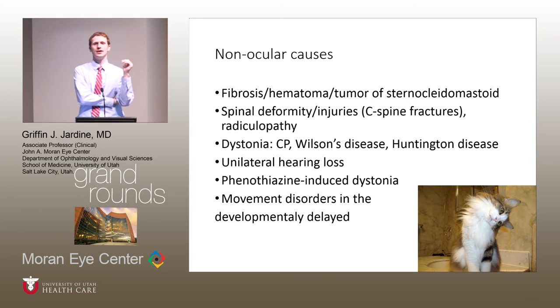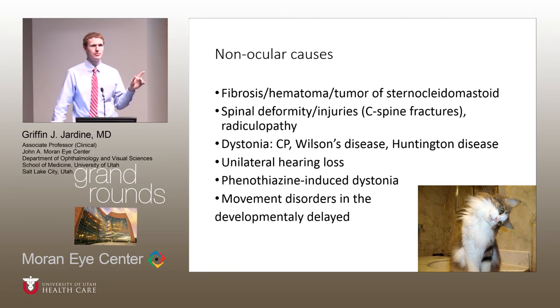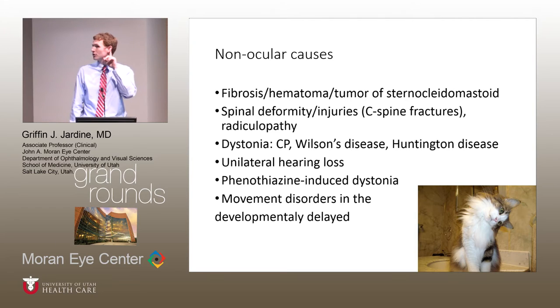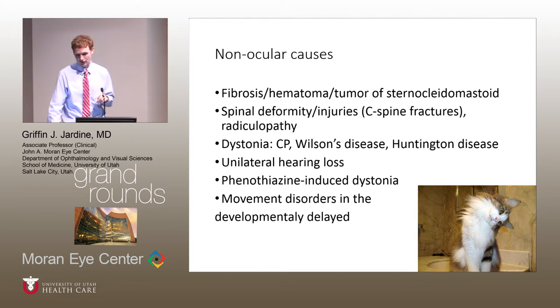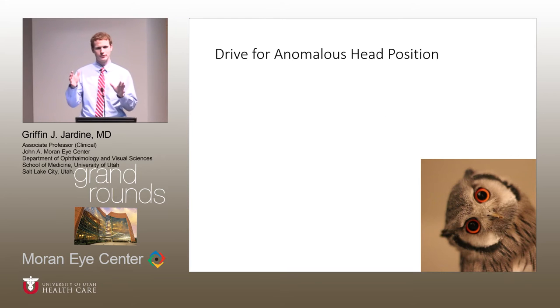So non-ocular causes, we do see a lot of pathology of the sternocleidomastoid muscle driving toward torticollis. Spinal deformity, injury, C-spine fractures, so you get some acquired causes of torticollis or anomalous head positions. Dystonias, unilateral hearing loss, they'll turn their good ear towards you, and that could easily be mistaken for an ocular-driven head turn. Medications like phenothiazine can induce a dystonia, movement disorders. So there's a large differential, but ophthalmologic causes are a common cause of these. So most patients deserve an evaluation by an ophthalmologist if they present this way.